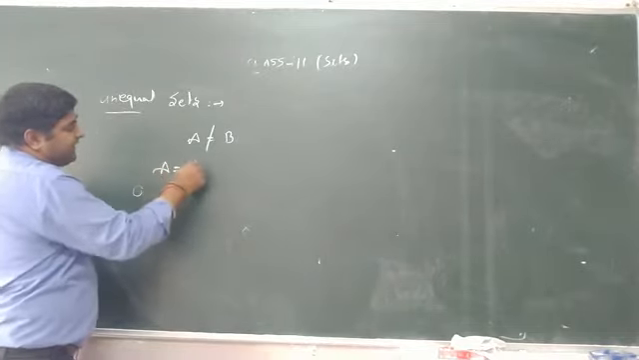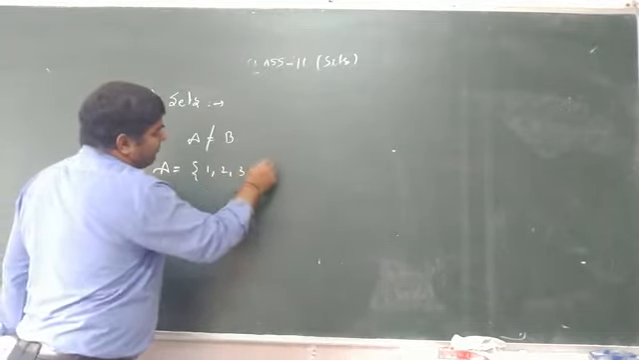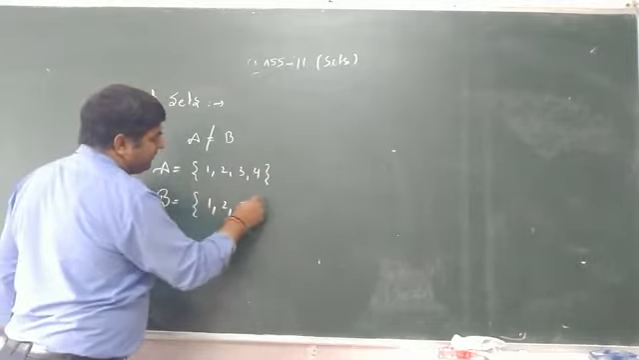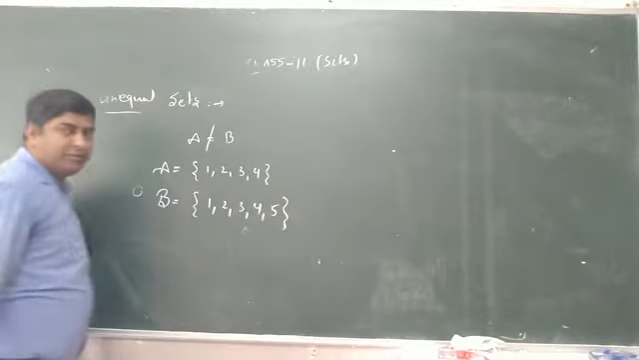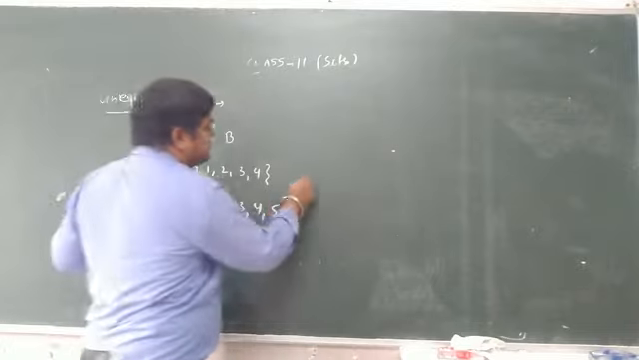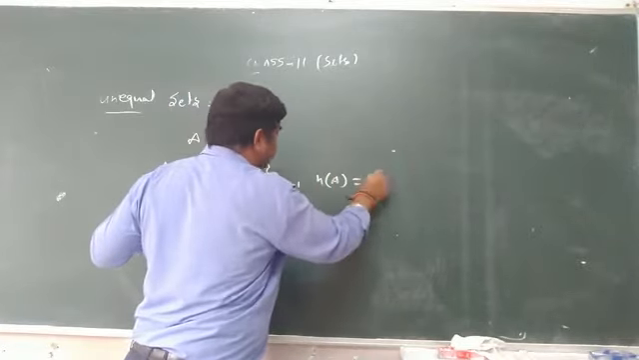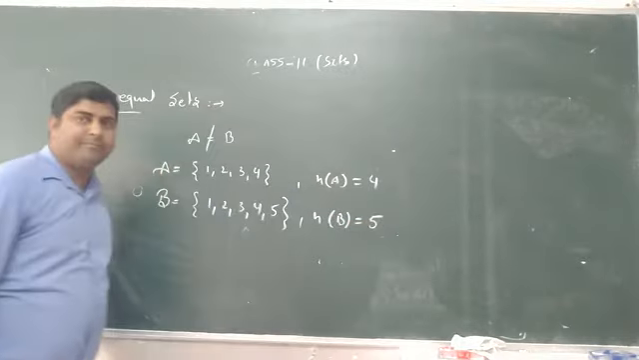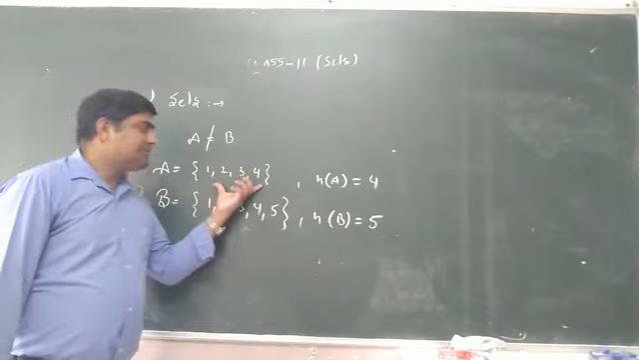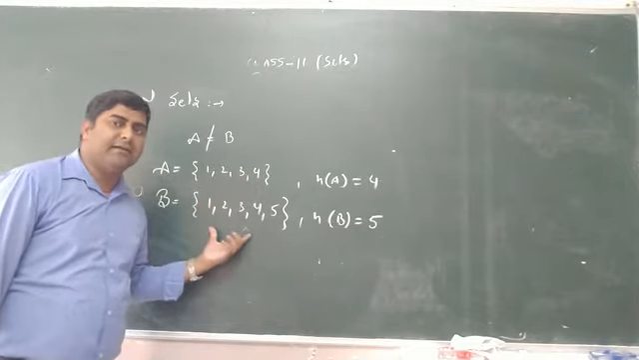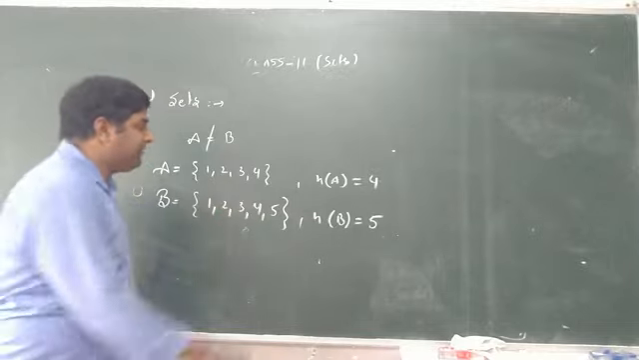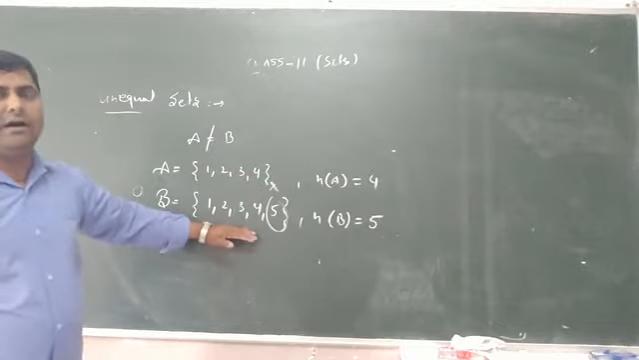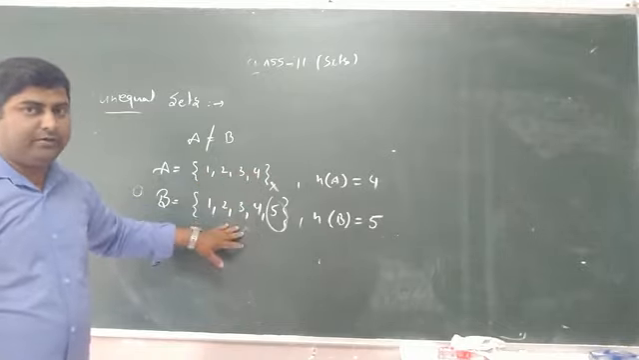We consider a set A {1, 2, 3, 4} and we consider another set B whose members are 1, 2, 3, 4 and 5. You can see here the cardinal number of set A is 4 and the cardinal number of set B is 5. Although A has all those members which are present in B, but B has one member which is not present in A. So these two sets are said to be unequal.